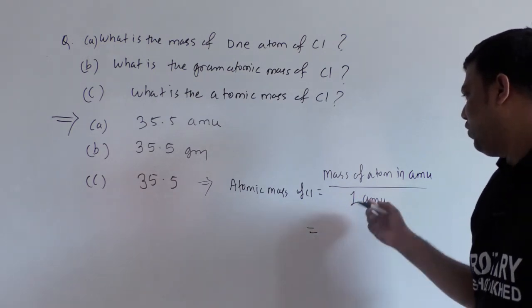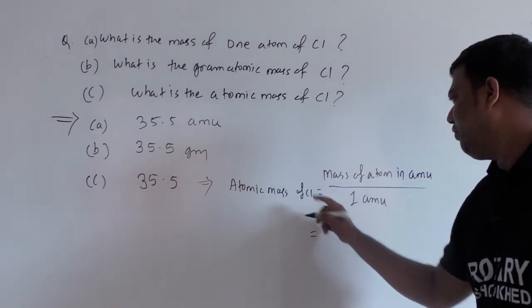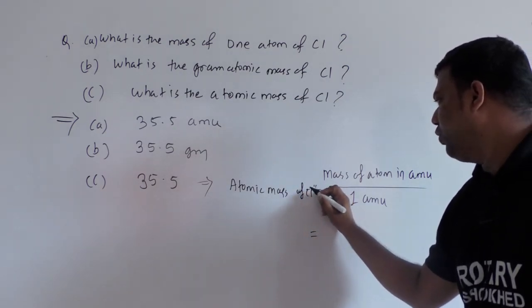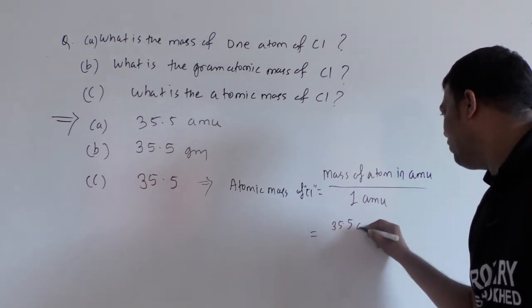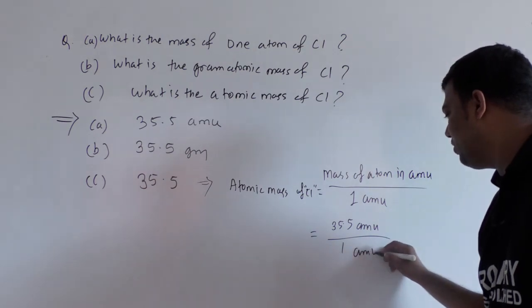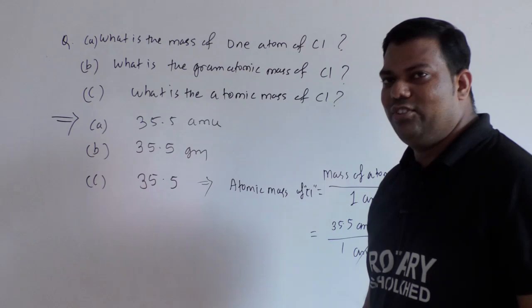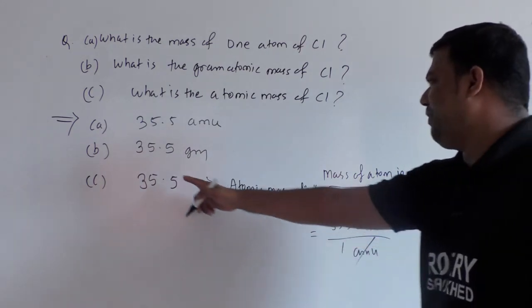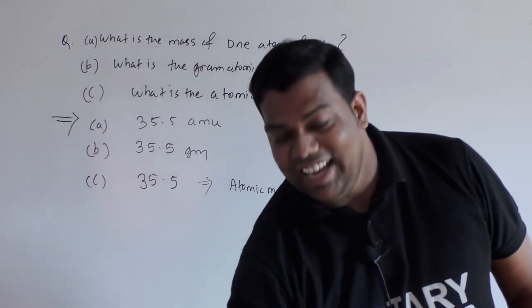ठीक है. So as you know, mass of atom in AMU for your chlorine is 35.5 AMU, now divided by 1 AMU. So AMU से AMU cancel हुआ. Now what you will get is only 35.5. Therefore you will get such a type of answer.